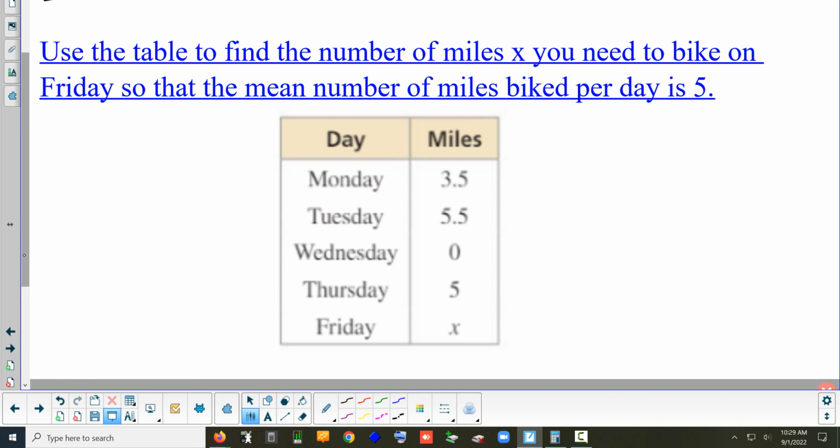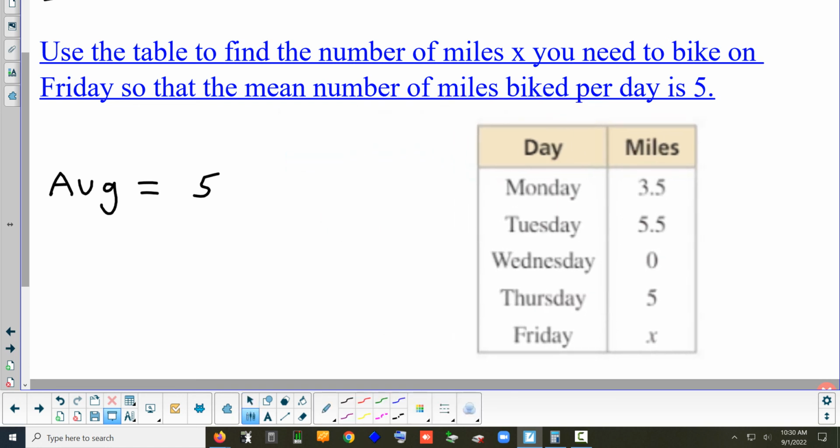Now, they tell us what they want the average to be. What do they want the average to come out to? Yeah? They want it to come out to 5. So we have some days where we rode more than 5. We have one day where we rode less. One day we didn't do any biking at all. We rode exactly 5. But they want the average to come out to 5.